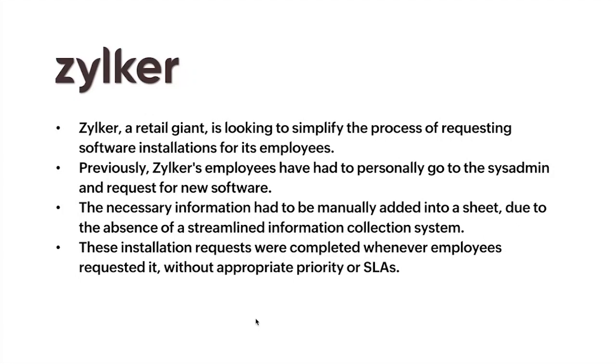And how do you think the entire process turned out to be? It was random, random, random. Without properly prioritizing their requests or setting time based targets, they randomly installed software for their employees as and when they requested for the same. Now, considering the challenges that Zilker faced, how did they simplify their request fulfillment journey?